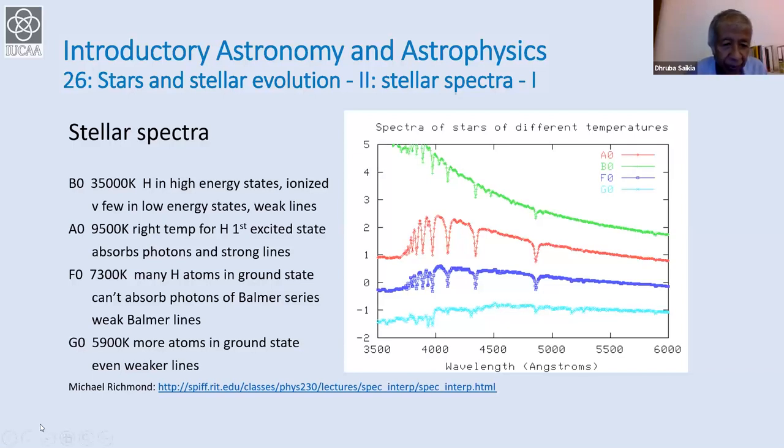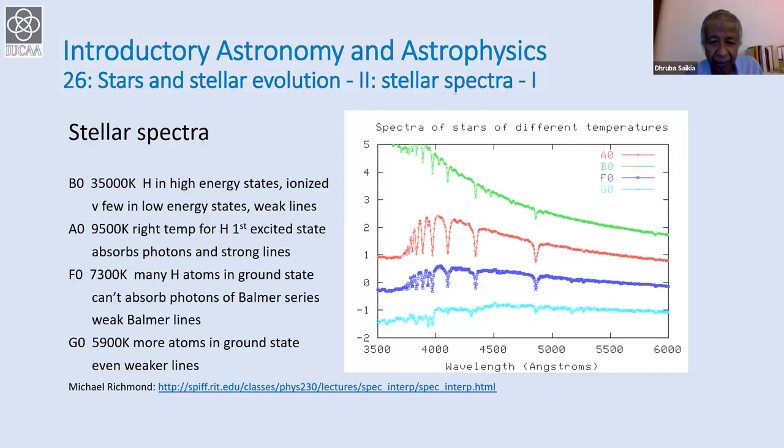Okay. Let's go to even lower. Now we are approaching close to our sun. And this is G0 that we'll come to in a short while. Say about 5,900 degrees Kelvin, the number of atoms in the ground state increases. So there are even fewer atoms in the first excited state to be able to give you the Balmer lines.